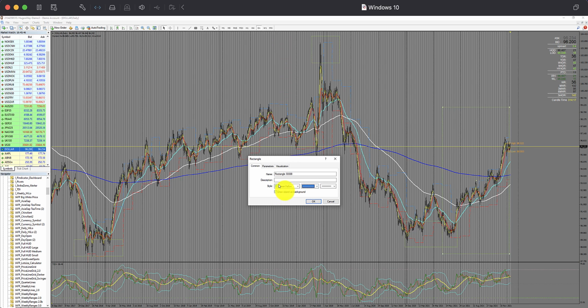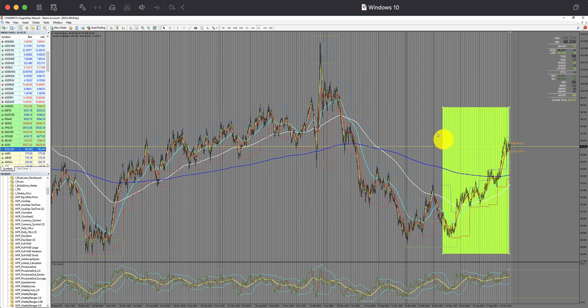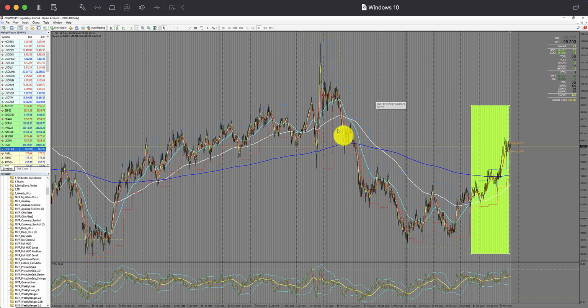I don't know if this is going to work. Let's see if I can block this off. Let me see. Okay, it highlighted. Anyway, let's just remove this for now. We're not going to pay attention to this, even though this is our current price segment. We're going to pay attention to this.